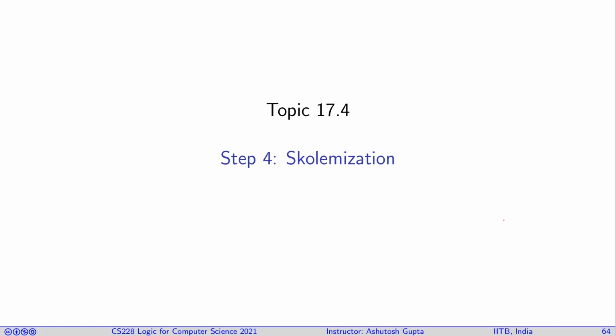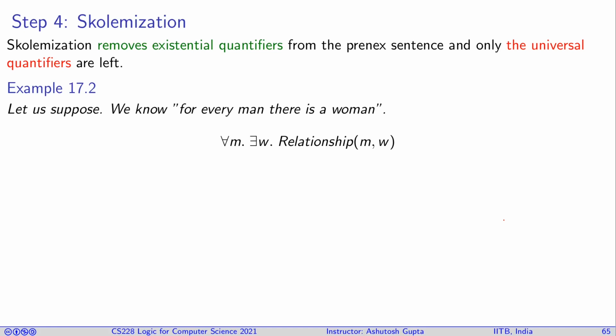Now let's get on to the fourth step of our journey towards FOL CNF. This is a critical step which is non-trivial, and new. This is called skolemization. So to understand skolemization, let's go through some example and analogy. What skolemization does is that it removes existential quantifiers from the prenex sentence. Only the universal quantifiers are left after this operation.